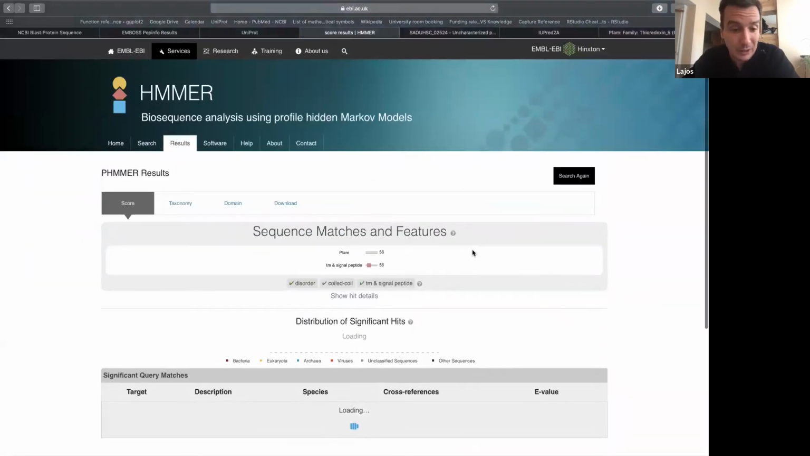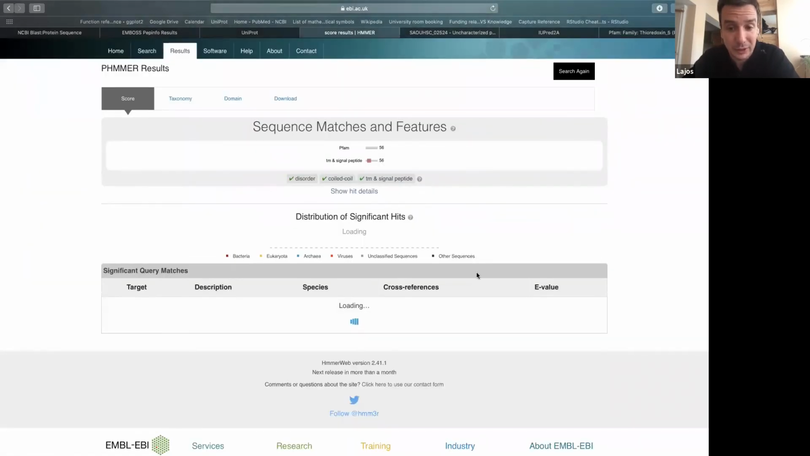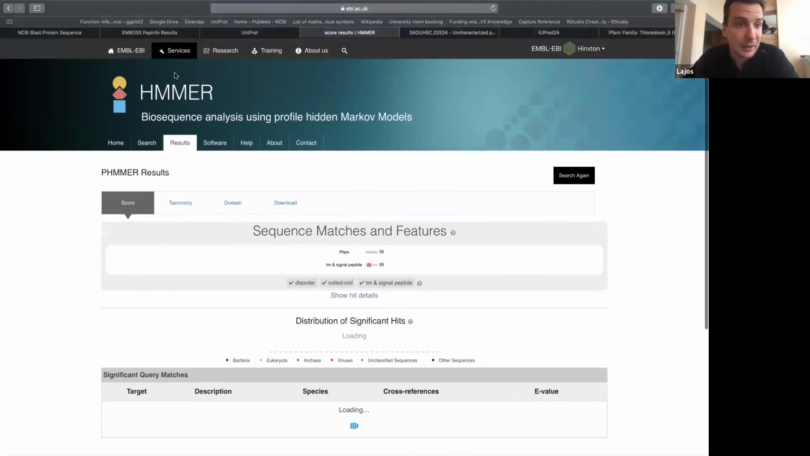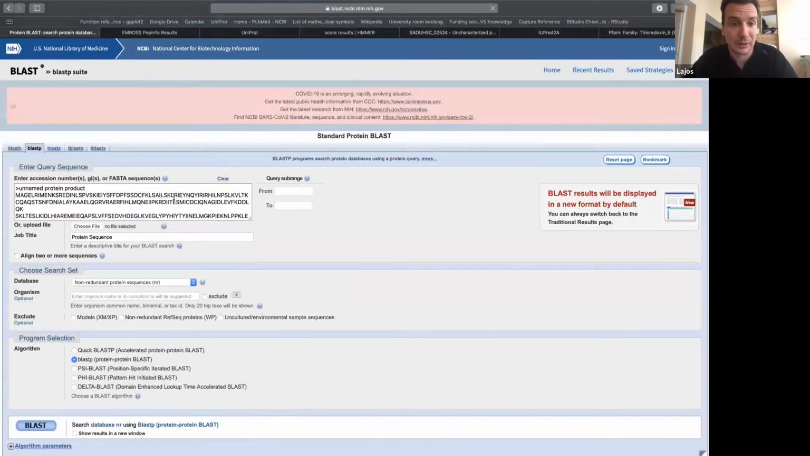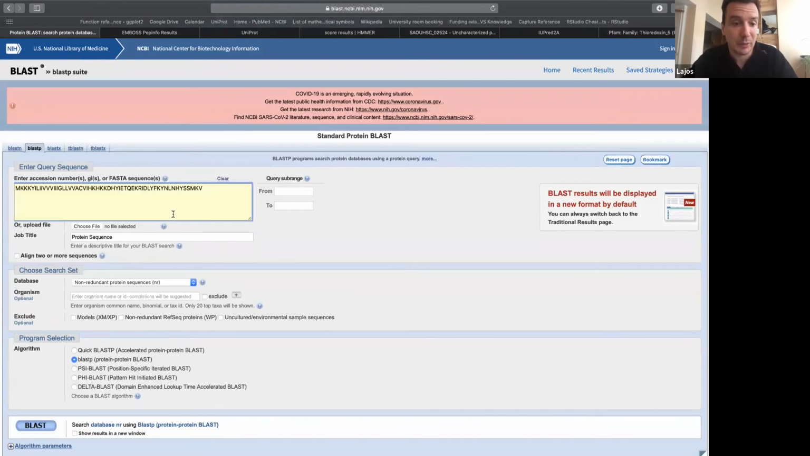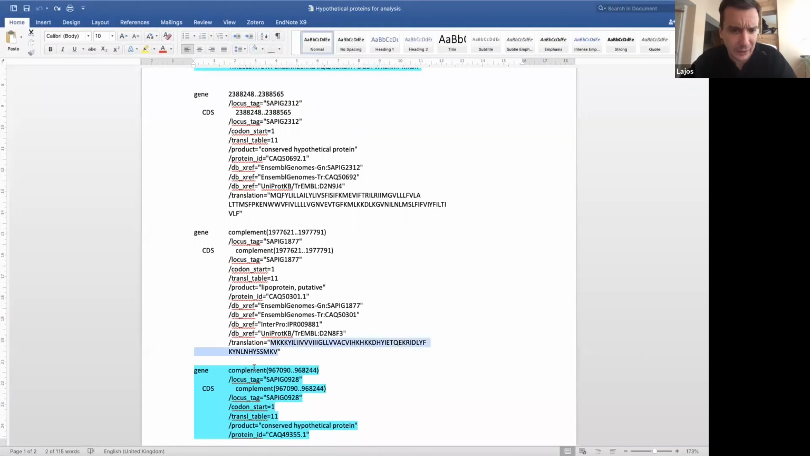For me, this is just loading and loading and not really giving me any results here. So I will also try to search in NCBI. As far as I remember, there was some kind of lipoprotein here as well. It was annotated as a lipoprotein, which is, again, not really definitive.